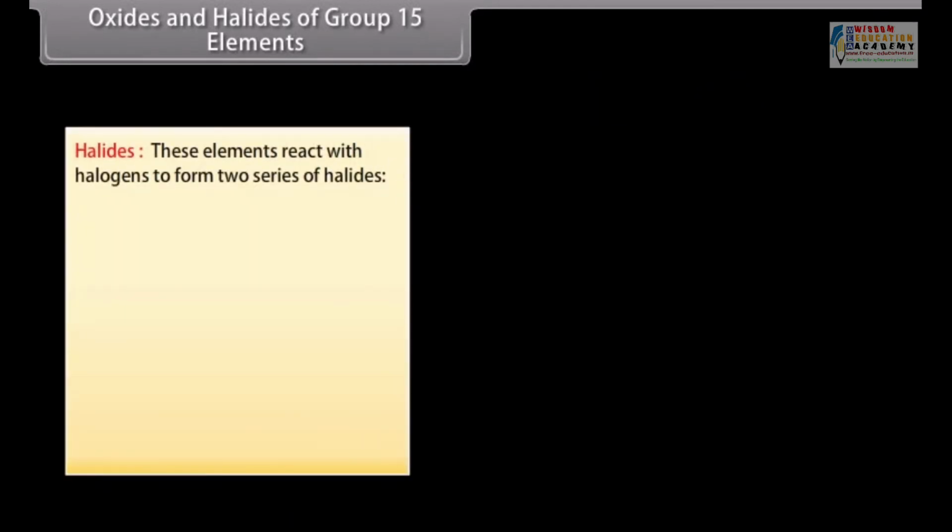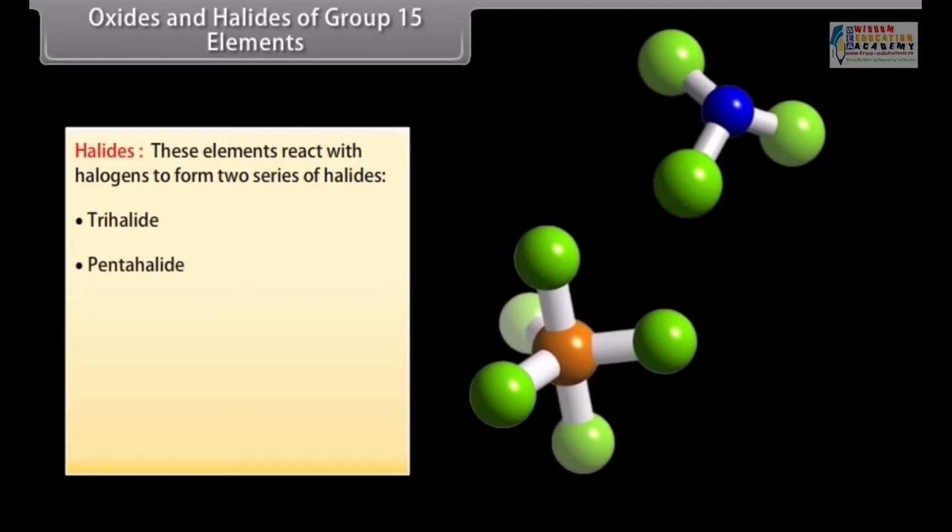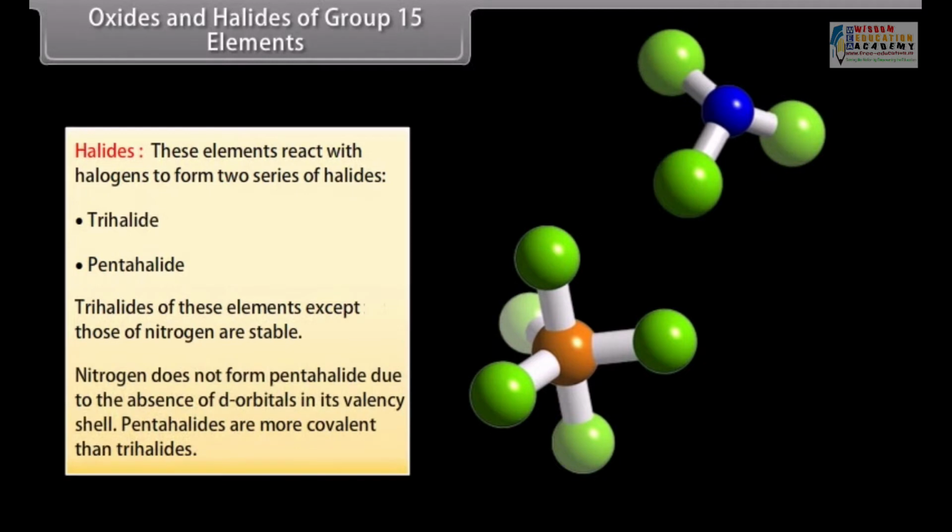Halides. These elements react with halogens to form two series of halides, trihalide and pentahalide. Trihalides of these elements, except those of nitrogen, are stable. Nitrogen does not form pentahalide due to the absence of d orbitals in its valence shell. Pentahalides are more covalent than trihalides.